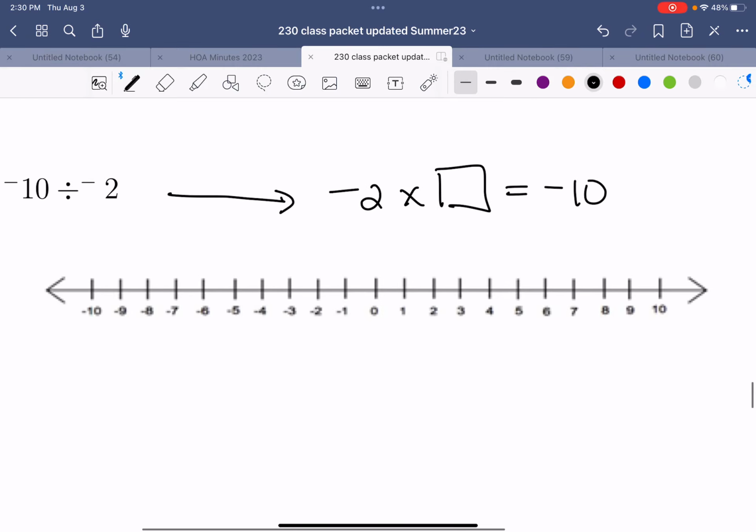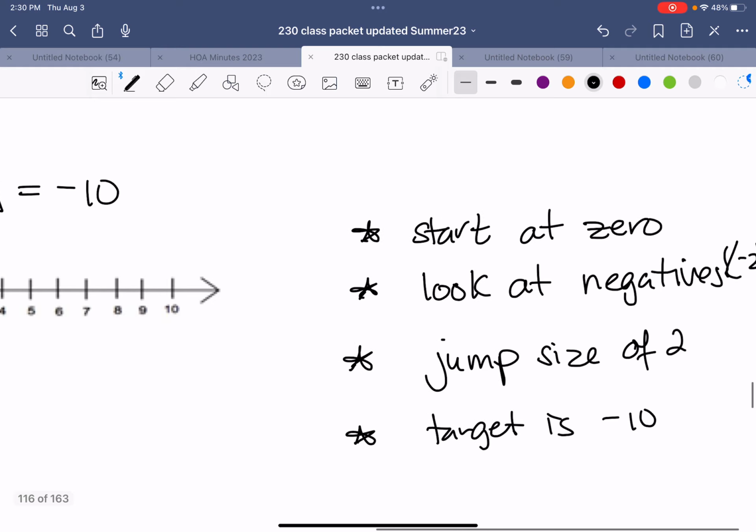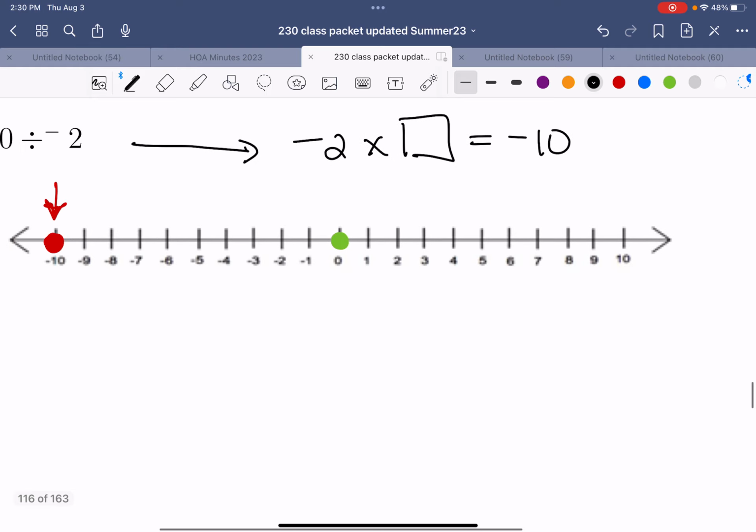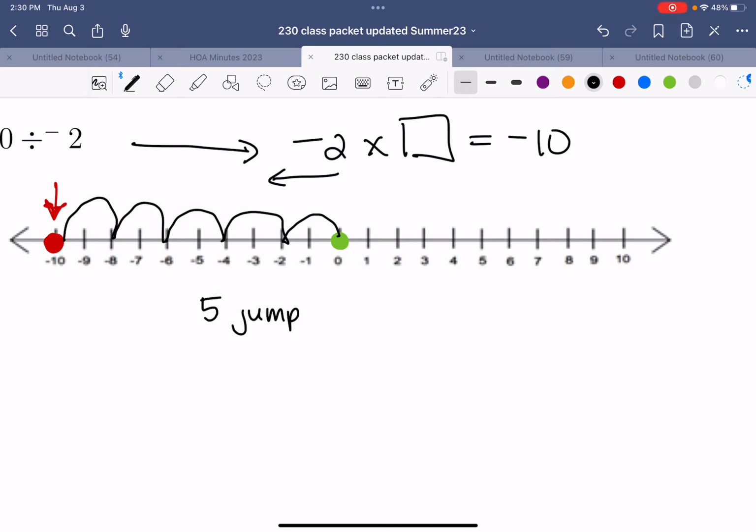So if I set that up here, again, your green dot always starts at 0. Your red dot here goes on the -10. That's my target. I'm headed for that red one. My black arrow is going in the direction of the negatives. So I'm going to look at the negatives. And my jump size is size 2. So I'm going to go in jumps of size 2 from green to red. So 1, 2, 3, 4, 5. So I went 5 jumps.